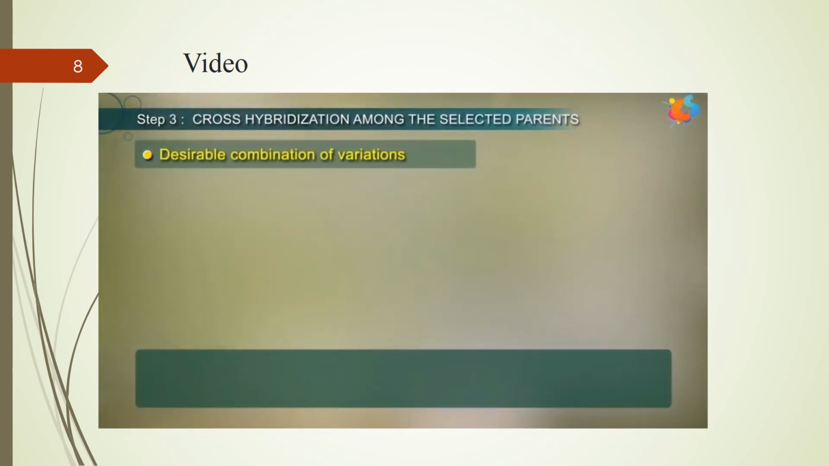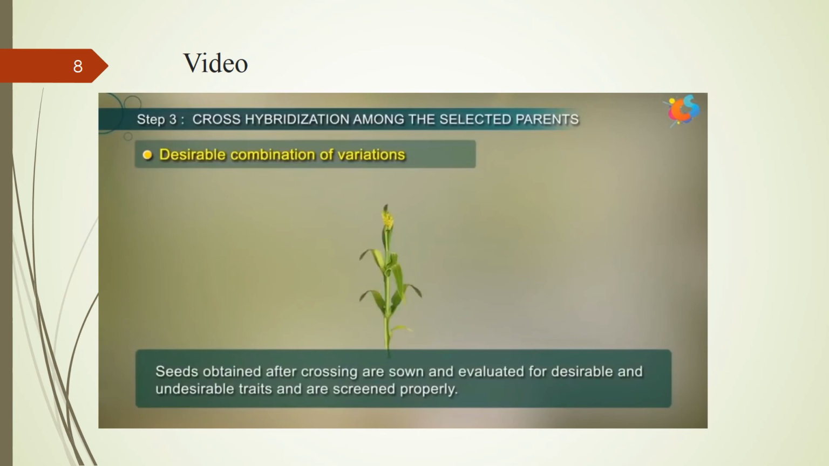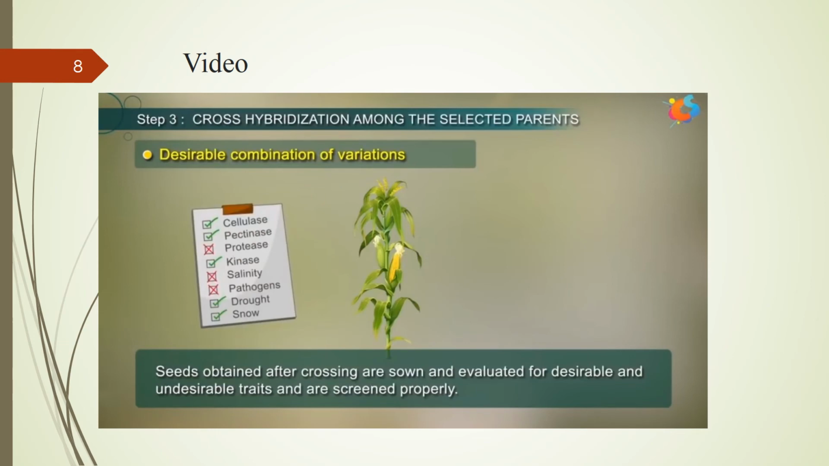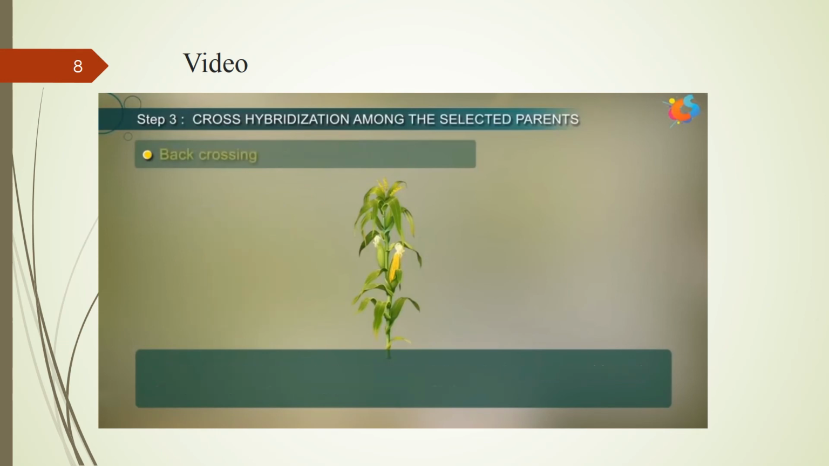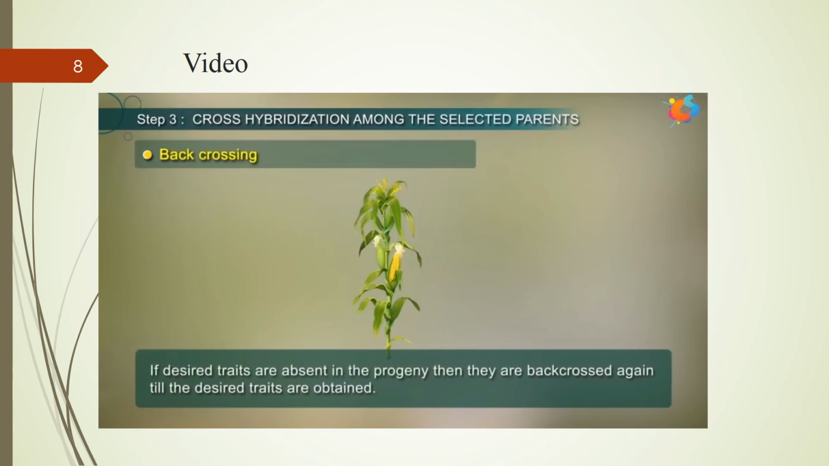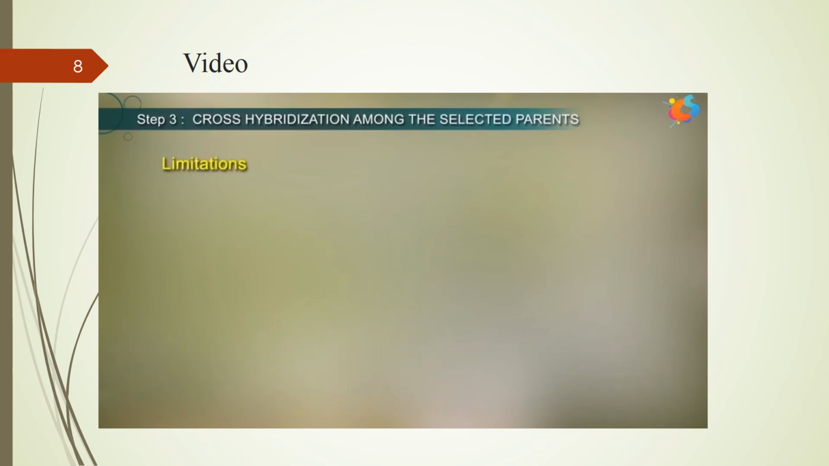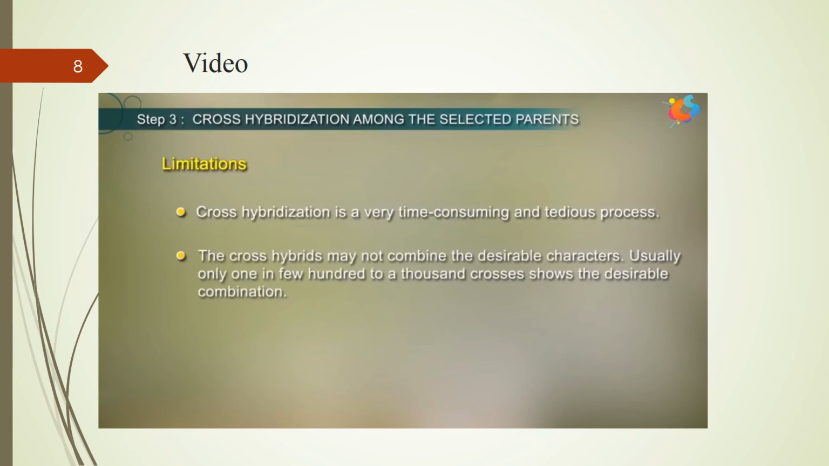Desirable combination of variations. Seeds obtained after crossing are sown and evaluated for desirable and undesirable traits and are screened properly. Back crossing. If desired traits are absent in the progeny, then they are back-crossed again till the desired traits are obtained. Limitations. Cross-hybridization is a very time-consuming and tedious process. The cross-hybrids may not combine the desirable characters. Usually, only 1 in a few hundred to 1,000 crosses shows the desirable combination.